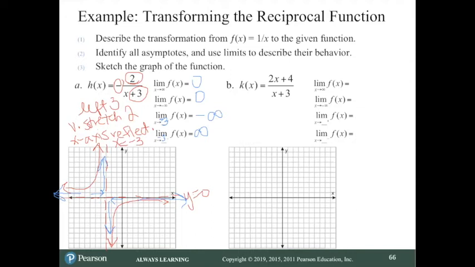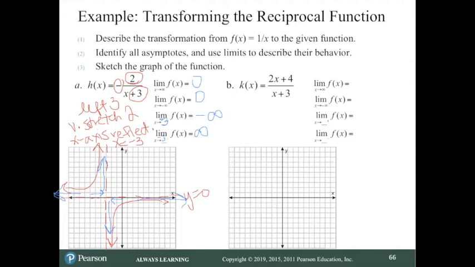Okay, let's just make sure we hit all of these points. We described the transformations, good. We identified the asymptotes, we used the limits to describe their behavior, and we sketched the graph of the function, good. Okay, I want you to try part B, doing those same steps that we just looked at, the transformations, sketching and looking at the limits, and then we'll go through it together.